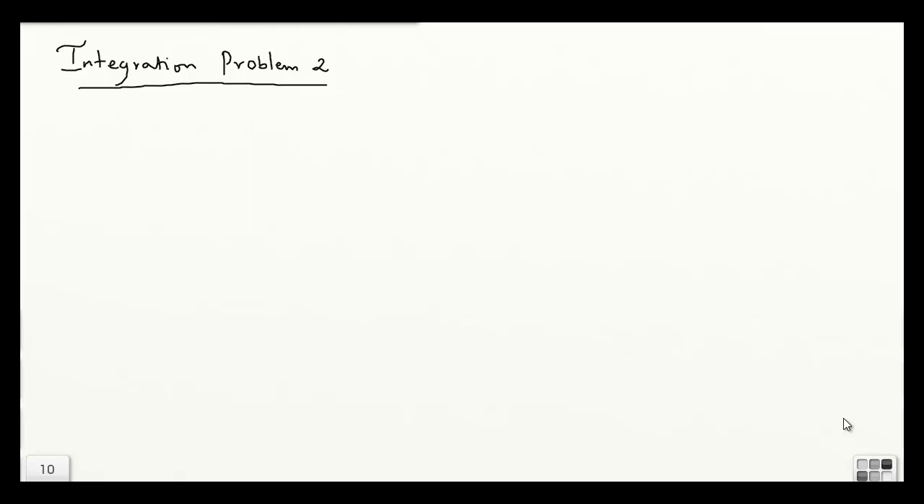Welcome to the integration problem series number 2. This problem is also taken from the same book that I used for problem 1, Pure Mathematics for Advanced Level by Bunde and Mulholland, 1967.